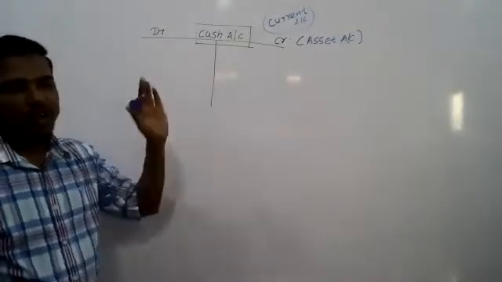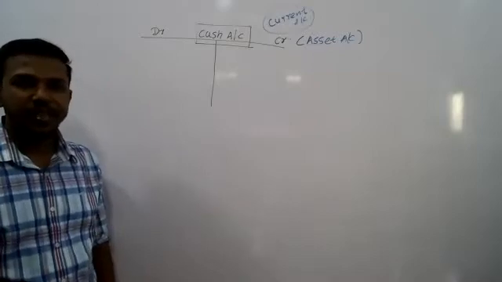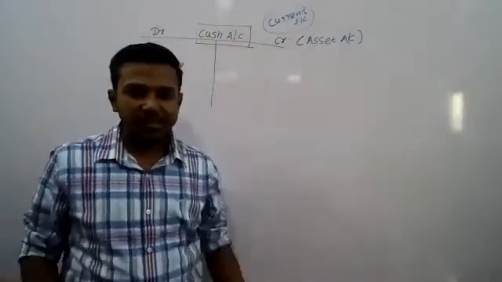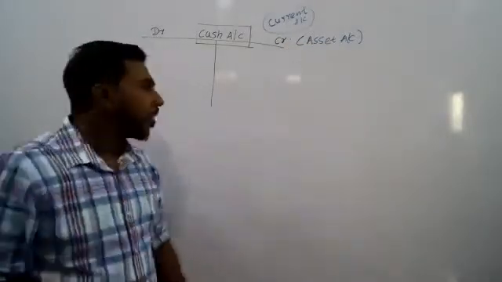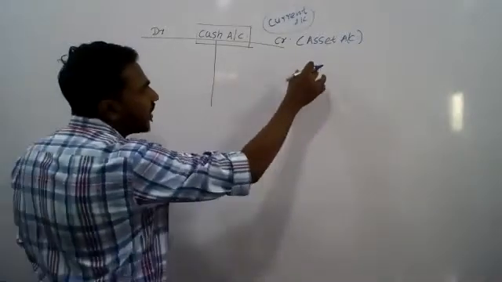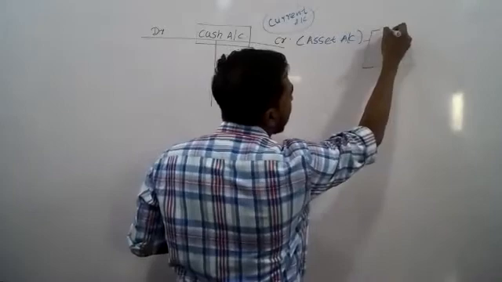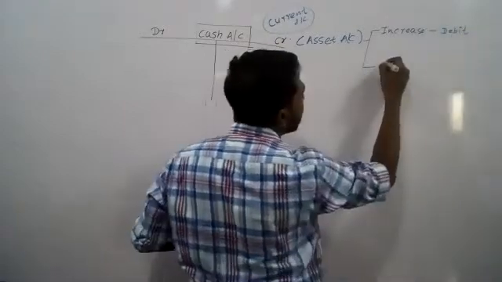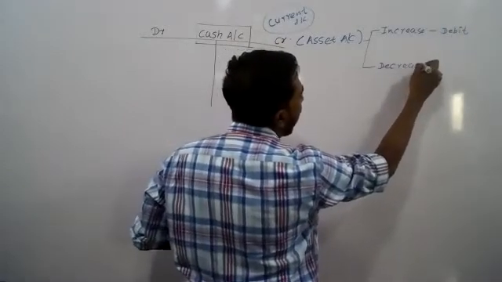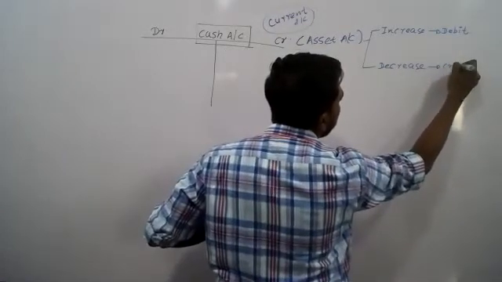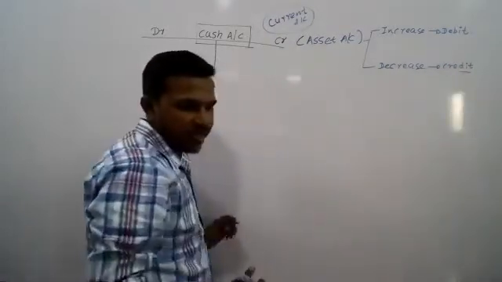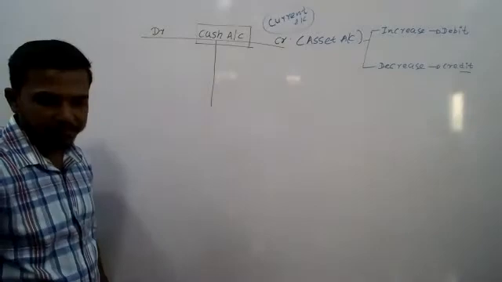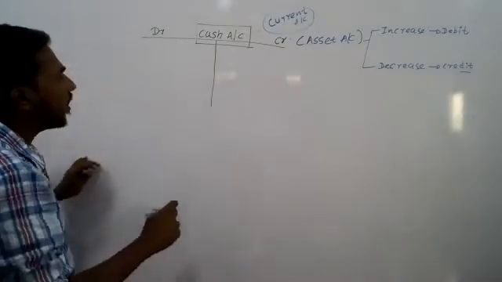Because cash is an asset, as we all know from the accounting equation. So this cash account shows the principle of assets. You all know that if an asset increases, it should be debit. If an asset decreases, it should be credit. Clear?